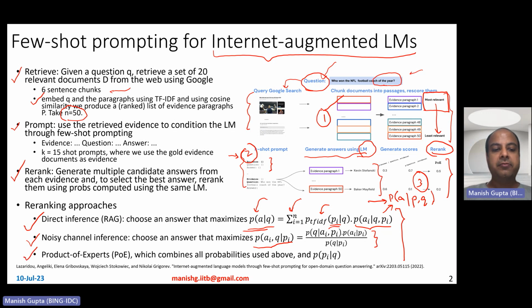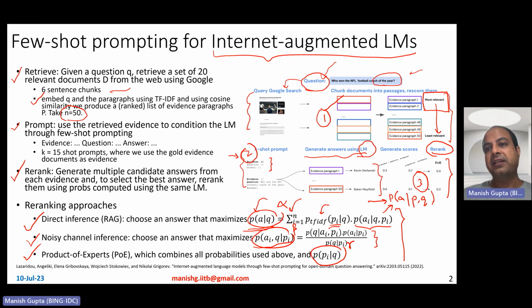The third one is a product of experts, where they say that all of these probabilities, whether this one or this one, and even this one, the probability of the paragraph given query, could be really important. So how about multiplying these three, with something raised to alpha, raised to beta, and raised to gamma, where these alpha, beta, gamma are tuned using validation data? How about using all these three probabilities and then coming up with a good re-ranking? Yeah, that's their method.